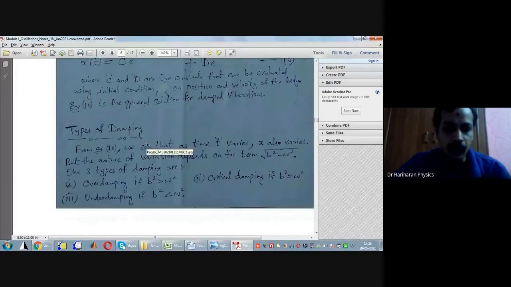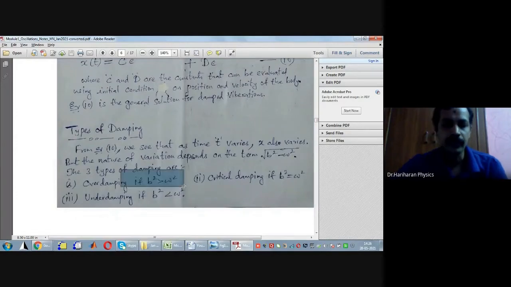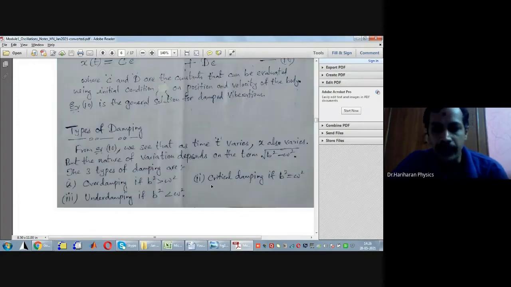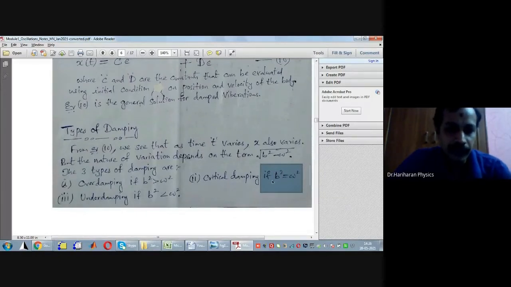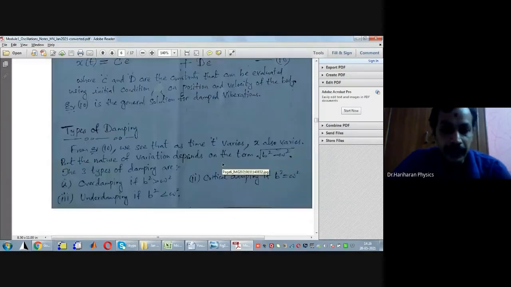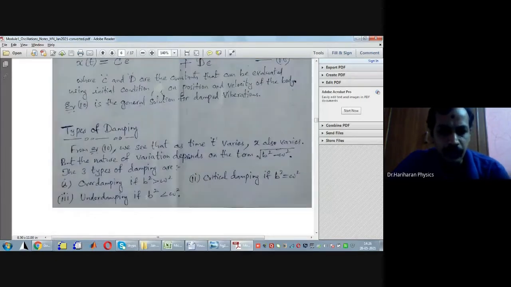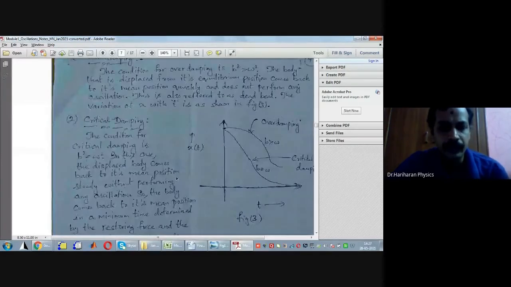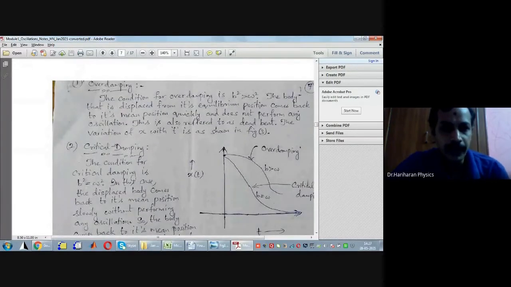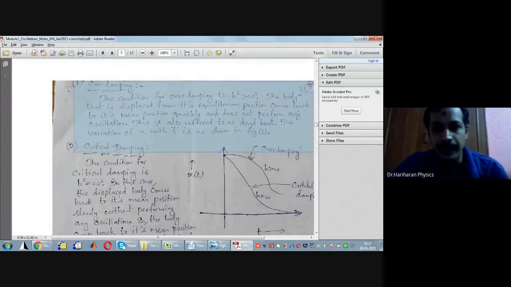Now what is the condition for over damping? The condition for over damping is B square should be greater than omega square. The condition for critical damping is B square must be equal to omega square. And for under damping, B square should be less than omega square. So now let us look at what over damping is.